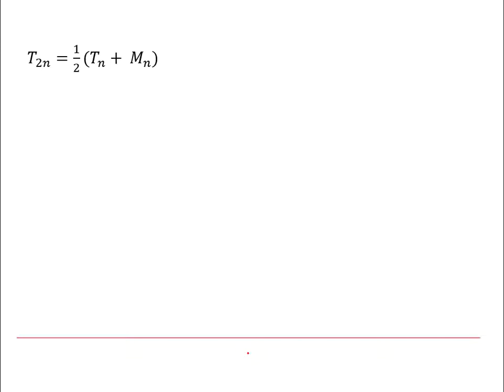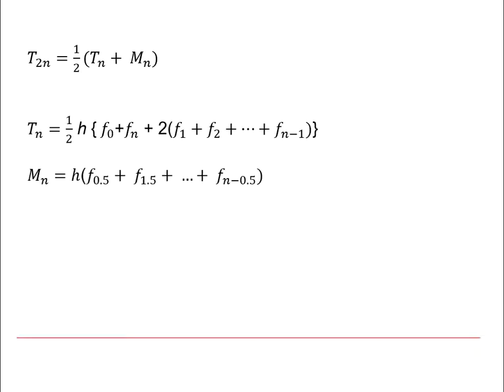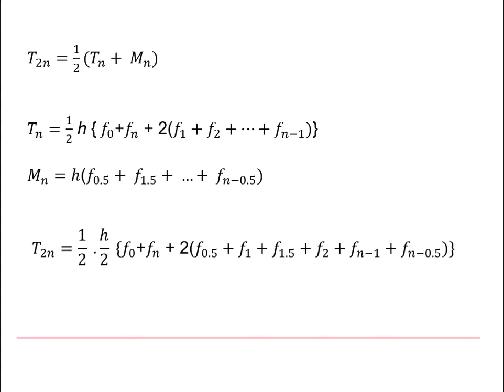Now, there happens to be a useful relation between the trapezium and midpoint rules, as shown on the screen. If we note the formulae for the trapezium and midpoint rules, and then consider what happens if we double the number of strips in the trapezium rule, so that h over 2 is now the width of each strip, we're going to continue with the notation of fn as being the value of the function at the right hand end of the interval, so that appears in the formula for t2n as well.